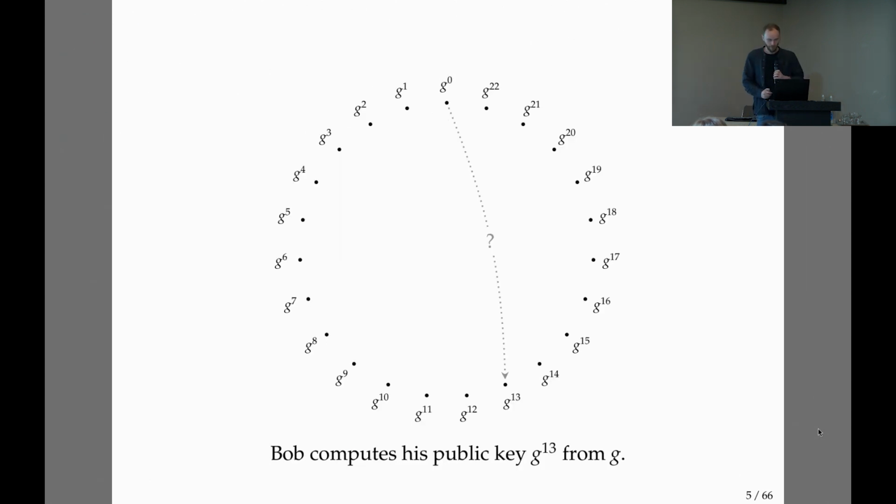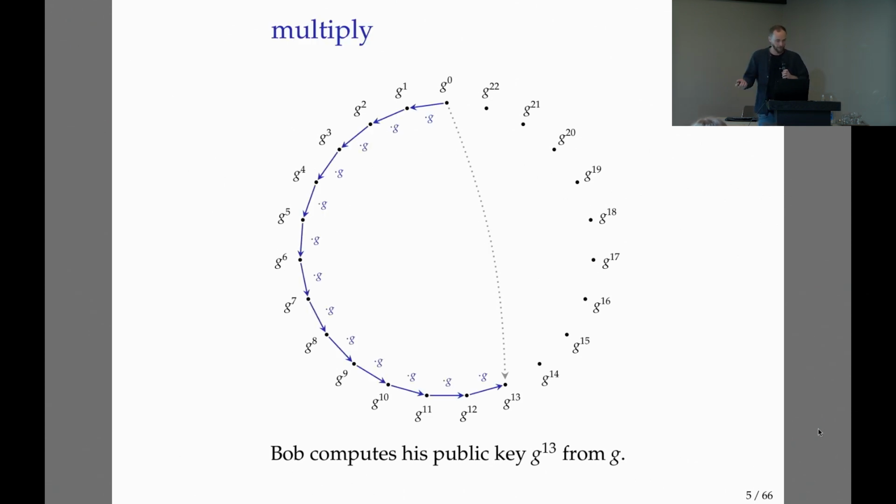So the technique we use for this, and now I'm starting to draw a graph, is to just arrange all these group elements in some circle in this case, and Bob wants to compute this 13th power of G. So the naive way of doing this is to just keep multiplying along the outer edge of the circle, and then eventually he ends up there.